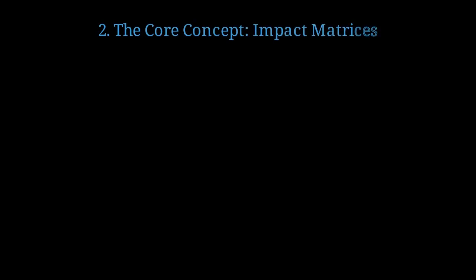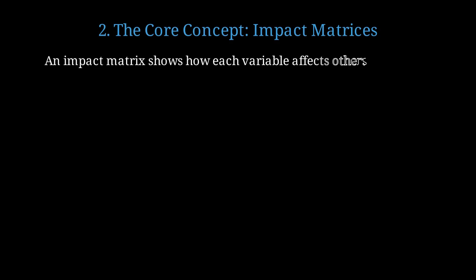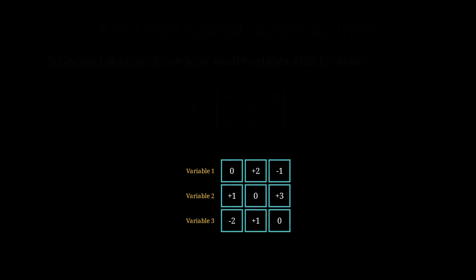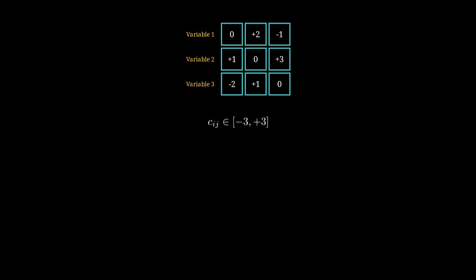The foundation of CIB is the impact matrix that captures cross-influences. An impact matrix is a grid where each cell represents how one variable influences another's probability. Here's a simple three-variable impact matrix C. The diagonal is 0 because a variable doesn't impact itself. This matrix shows numerical impacts. +2 means strongly promoting, -1 means inhibiting, and 0 means no direct impact. Impact values typically range from -3 to +3, representing strong inhibition to strong promotion.